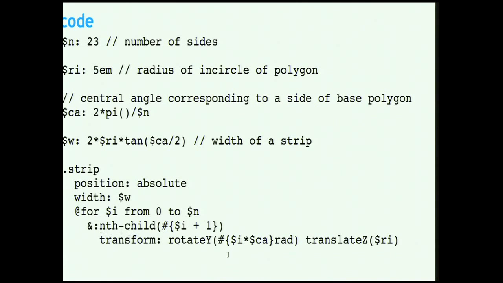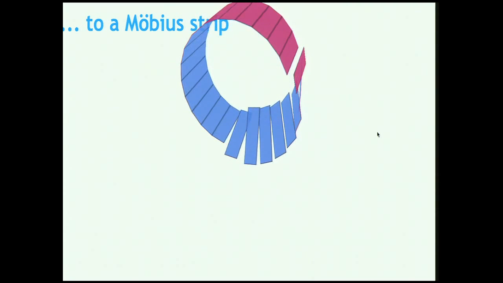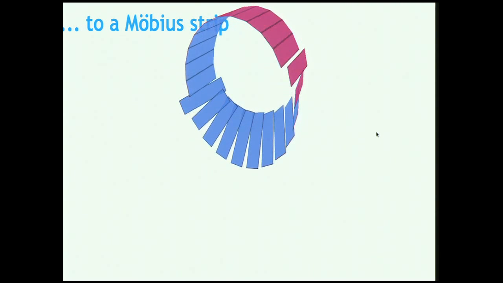And the transform is basically the same, except we take into account the index for the angle. And now let's see the infinite strip. We get this, oops, this isn't working. Oh, it started working.